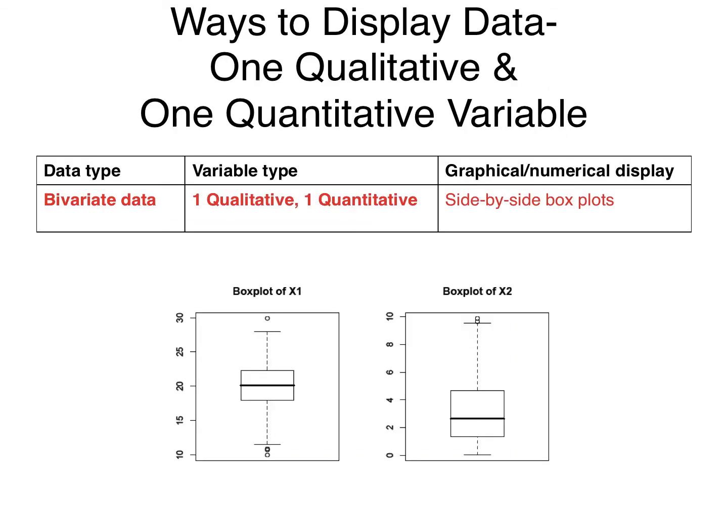And finally, if we want to summarize the relationship between one quantitative and one qualitative variable, we can use side-by-side box plots. And later in the course, we'll learn about how we can analyze the relationship between one quantitative and one qualitative variable using methods like the two-sample t-test and ANOVA.